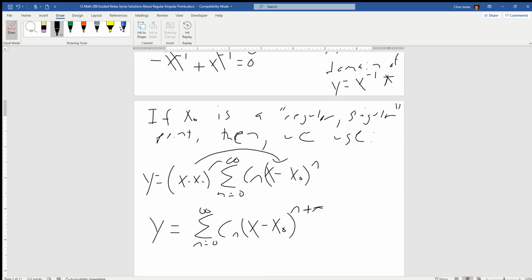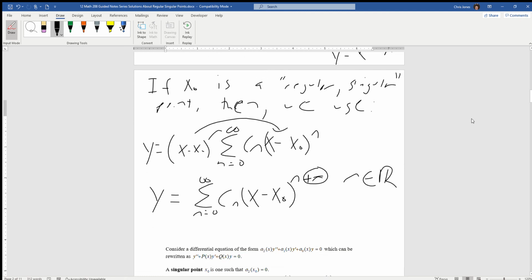So in reality, we're only adding in this factor, n plus r instead of n, and that's our method of Frobenius. Now, r is a real number, and it is possible for r to equal 0, and if r equals 0, that means that originally the series was probably analytic at that regular singular point.